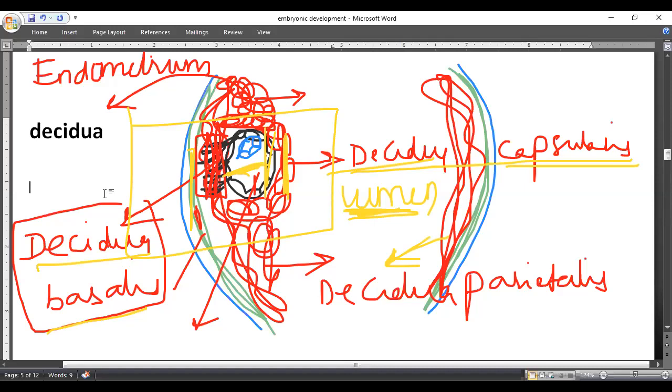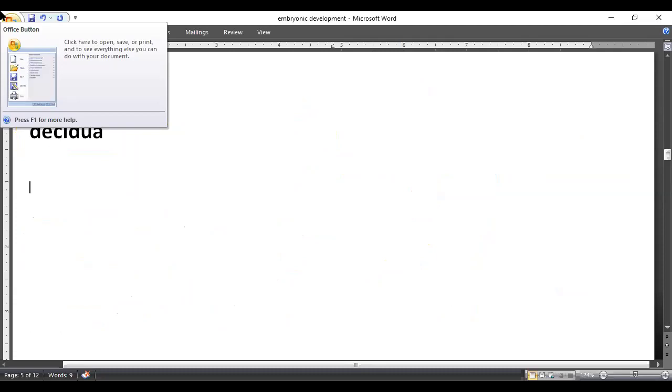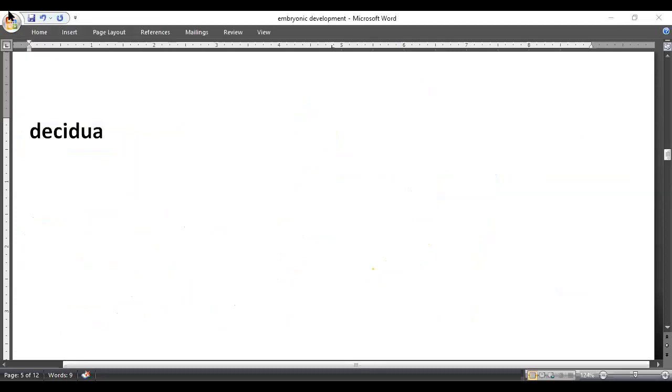So it needs to be remembered that after the implantation, the endometrium layer itself is called decidua. The endometrium layer present between the myometrium and embryo is called decidua basalis. The endometrium layer between the embryo and the lumen of the uterus is called decidua capsularis. Other than the site of implantation, that endometrium layer is called decidua parietalis. So this is the total story that we need to understand. So that is decidua. I was adding this little bit here.